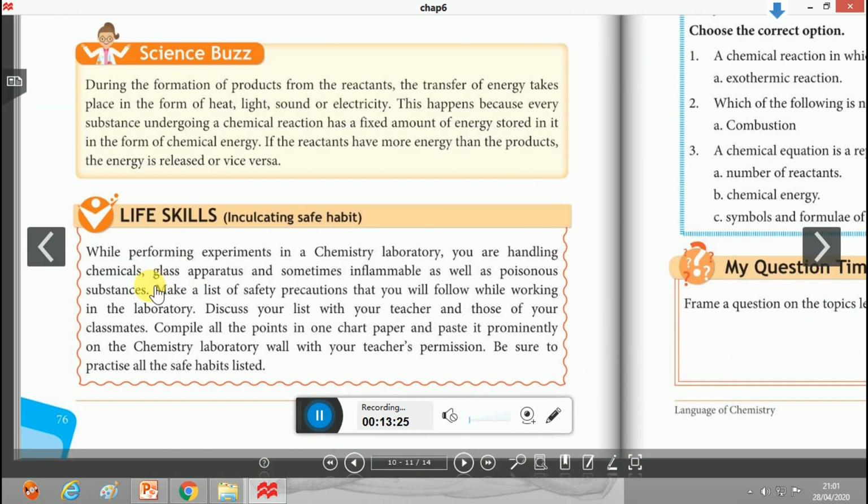There is a life skill while performing experiments in the chemistry lab. You are handling chemicals, of course, and you have to take safety measures. That is included in your syllabus, life skill.